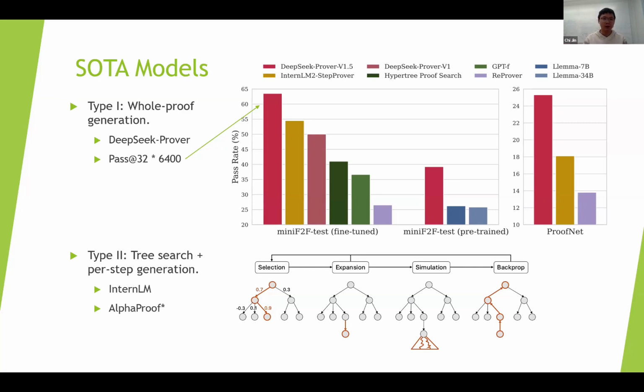Okay, so to begin with, we'll first only compare with the whole proof generation systems, because our model, Goedel-Prover, is a whole proof generation model, but we also have some other ways to compare with other open source tree search methods like InternLM. We don't compare to AlphaProof because it's closed source and achieves very good performance, but so far the model is not open, so we cannot really test it on a lot of the datasets.